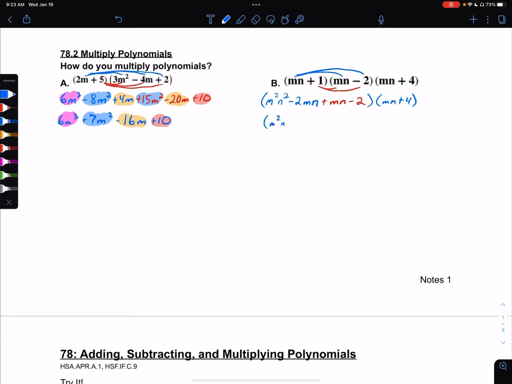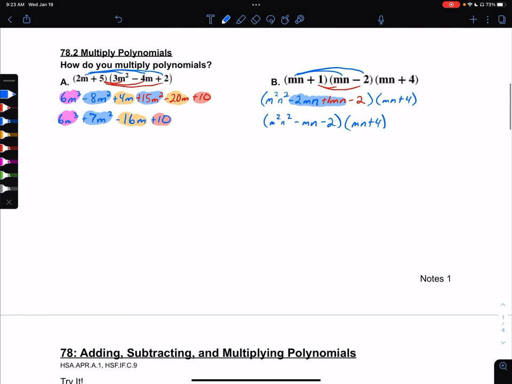So here, the m squared n squared doesn't have anything similar, but these 2 middle terms are like terms. So negative 2 plus 1, I'm going to think of this as a 1 here, that's going to be negative mn, and then that minus 2 would come along. And then we'd have that. So now from here, we do, again, the same thing that we did in part A. It's a series of distribution. So you can distribute left or right, however you want to look at it.